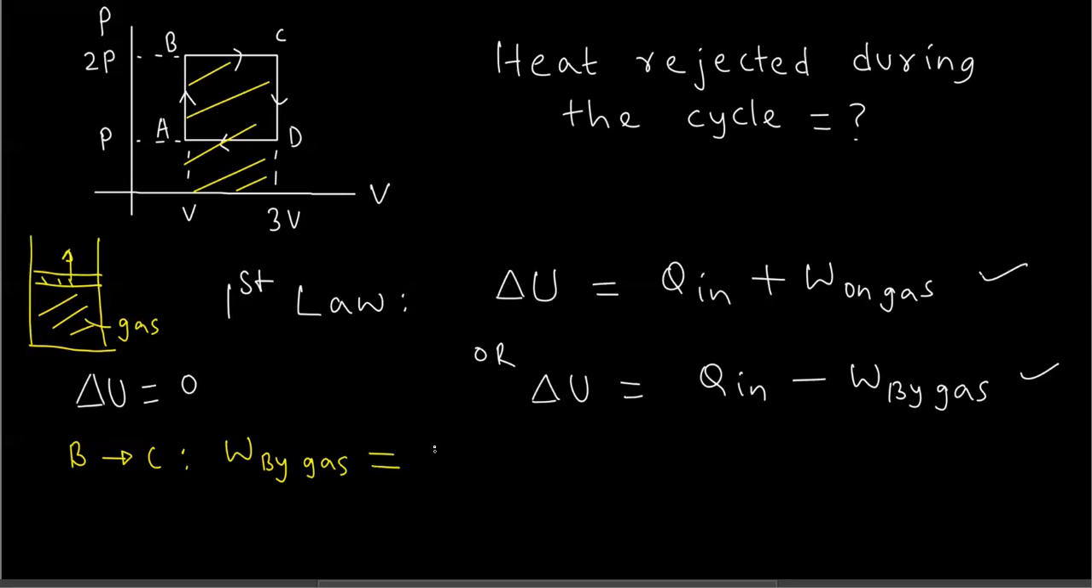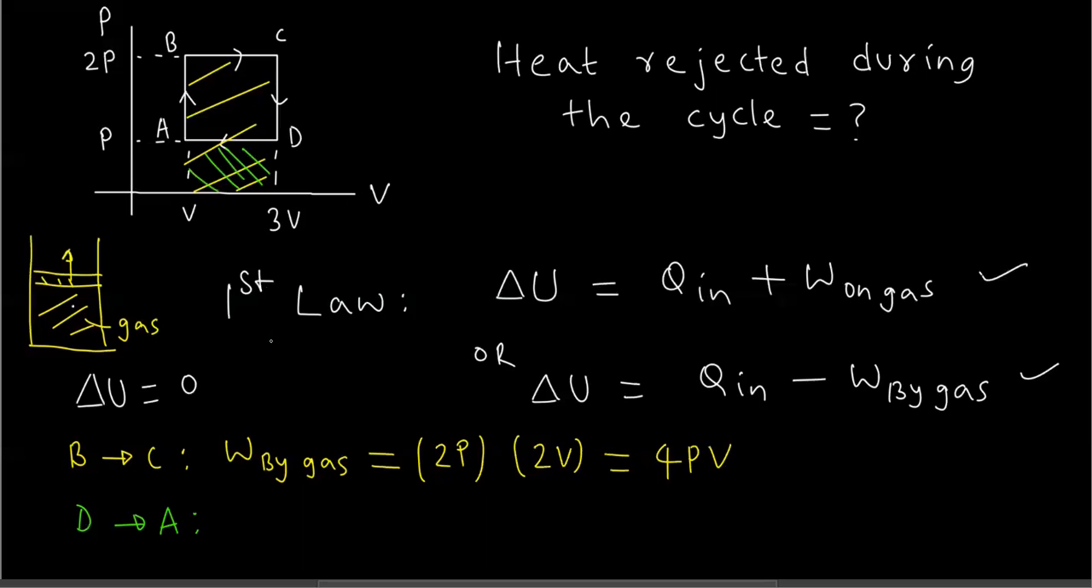So we can say 2P times 2V, which is 4PV. I'm just trying to get into some slightly extra theoretical discussion. And then when you go from D to A, what is happening? The volume is getting reduced at a lower pressure. So this time the work is actually done on the gas.